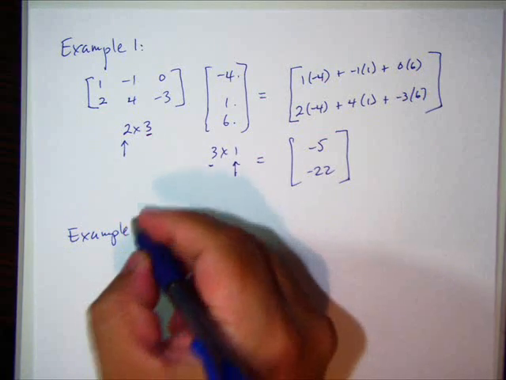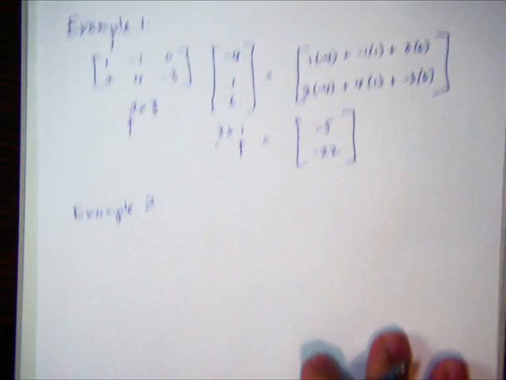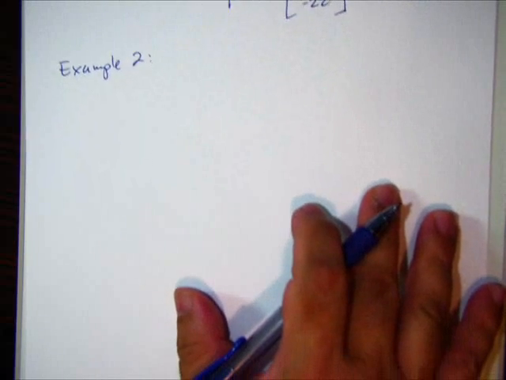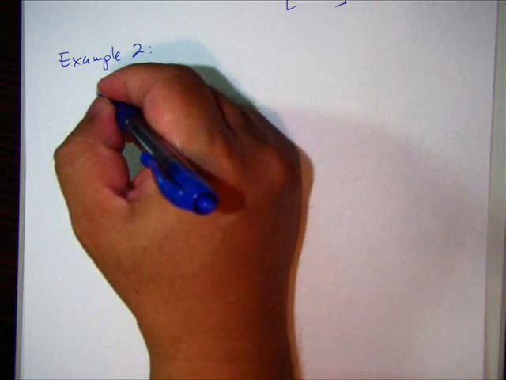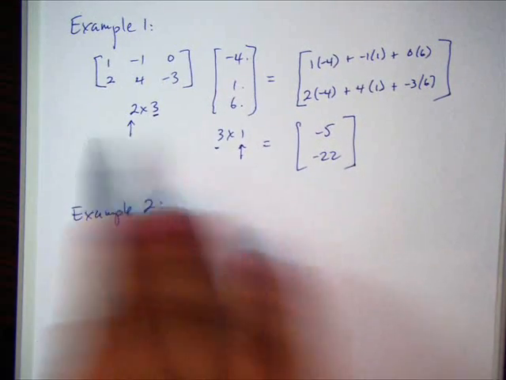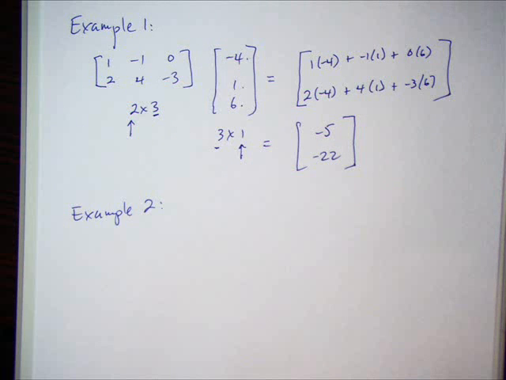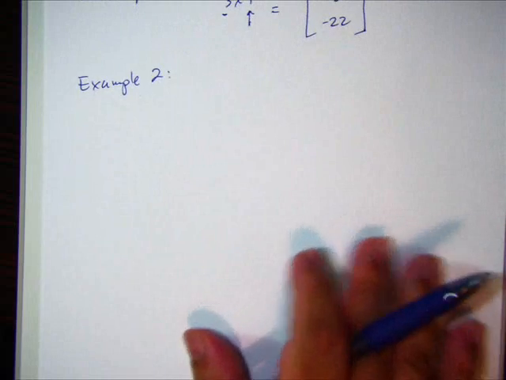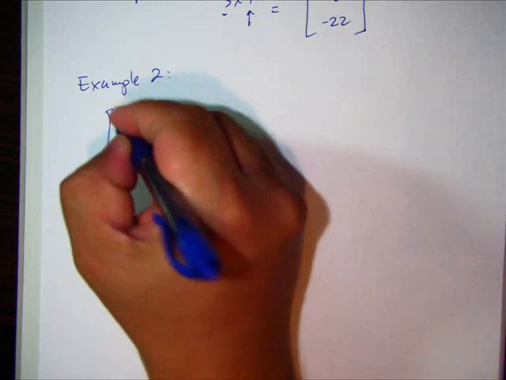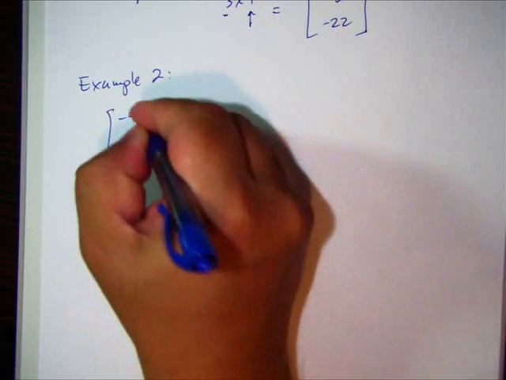Example 2. Well, what I'm going to do is switch the order of multiplication in example 1 to show you what I'm talking about when I said earlier that multiplication is not commutative. I think I just stole my own thunder.